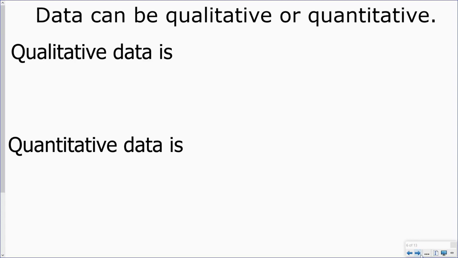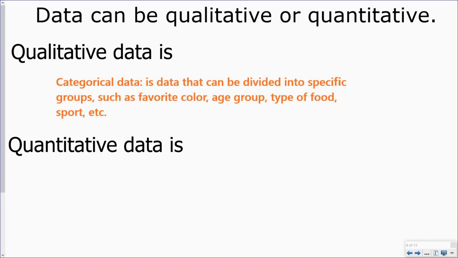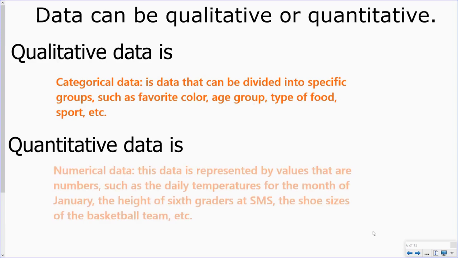Data can be classified into two groups, qualitative or quantitative. Qualitative data is also known as categorical data. It is data that can be divided into specific groups, such as favorite color, age group, type of food, sport, etc. Quantitative data is also known as numerical data, and this data is represented by values or numbers, such as daily temperatures for the month of January, height of sixth graders at SMS, the shoe sizes of the basketball team, etc.